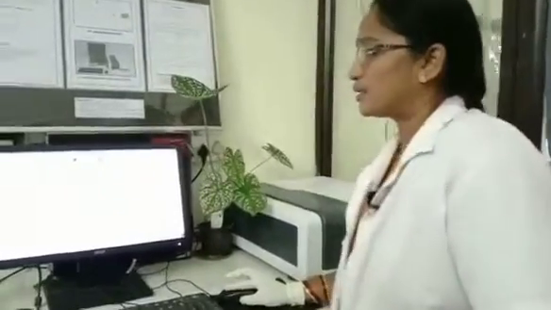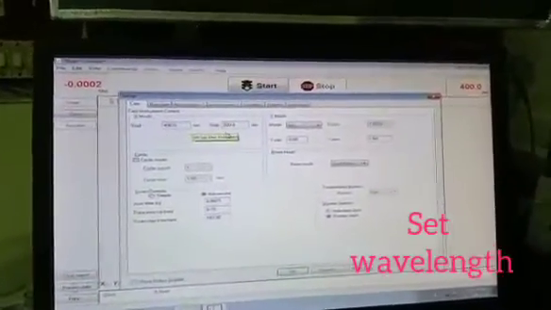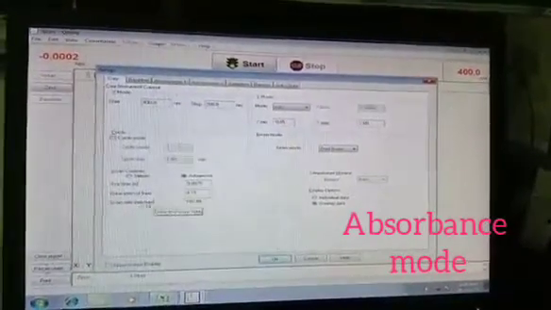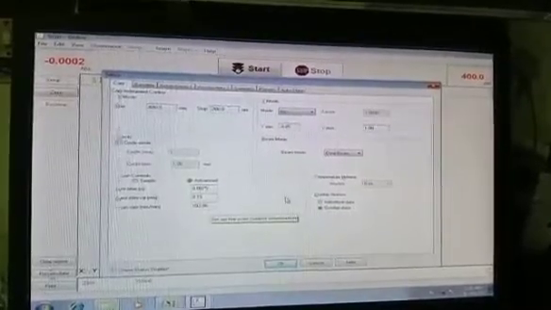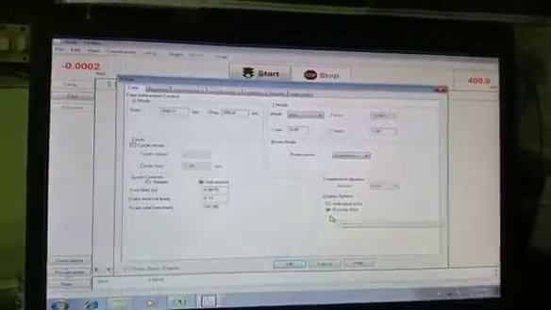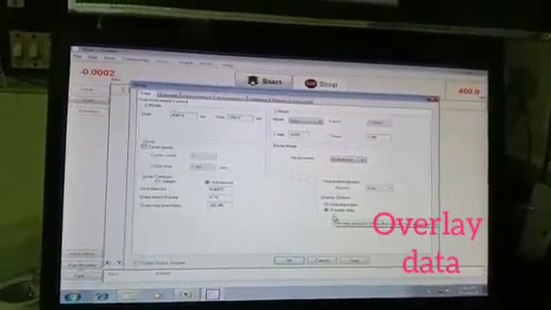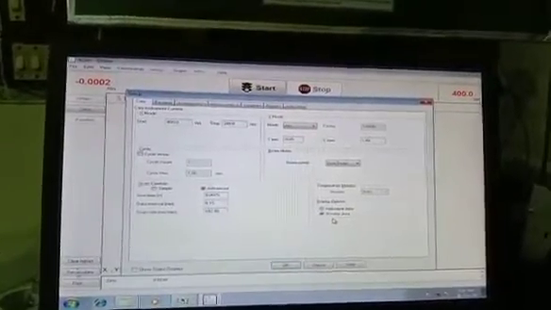Now I am clicking on setup. Like we have seen in the previous video, we will be setting the wavelength from 400 to 200 nanometers, the mode as absorbance, and the scan rate at around 100. Here, because we are doing derivative spectroscopy, we have to click on the overlay data. This is a very important option that we have to follow in derivative spectroscopy.